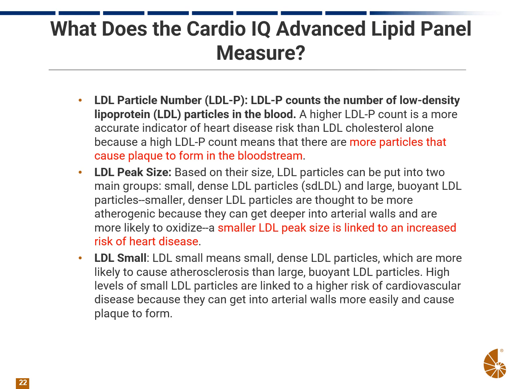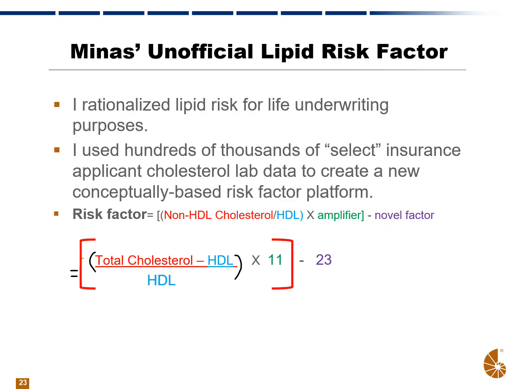So keep an eye out for these Cardio IQ advanced lipid panels and look at not only the typical things that we used to look at, but look at these new factors and keep an eye on particle size and particle numbers, which we will be learning more about in the future, that can help us in assessing risk of somebody's blood profile. Here's something I put together as an unofficial lipid risk factor.